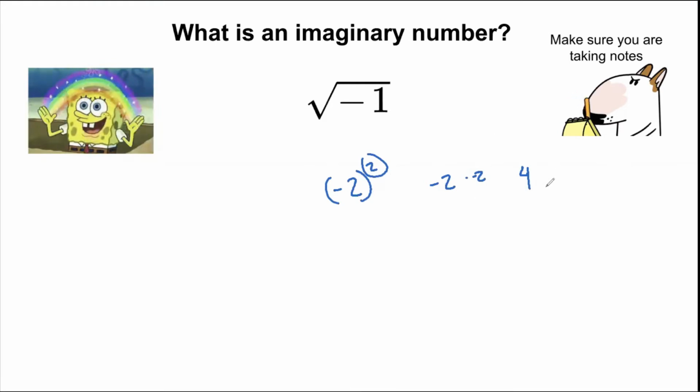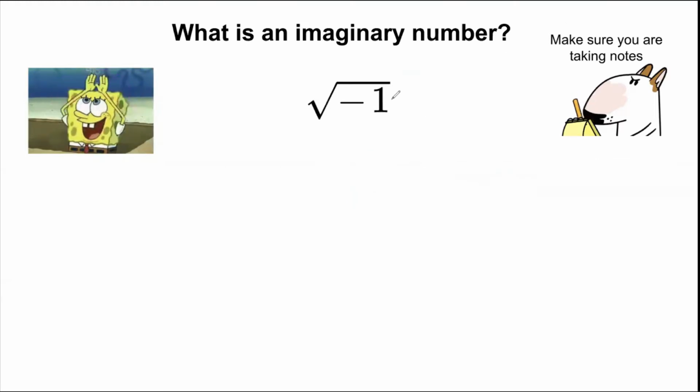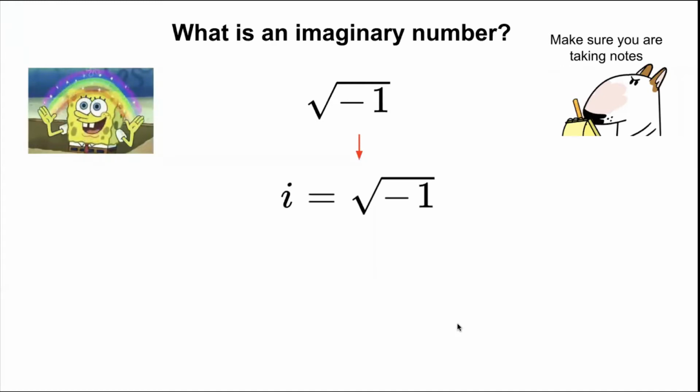Therefore, if we were to take the square root of a negative number, it is impossible for it to be in the real number line. Therefore, we've created what we call our imaginary number. So we're going to imagine that it's possible for us to do the square root, and we're going to make the square root of -1 equal to i.